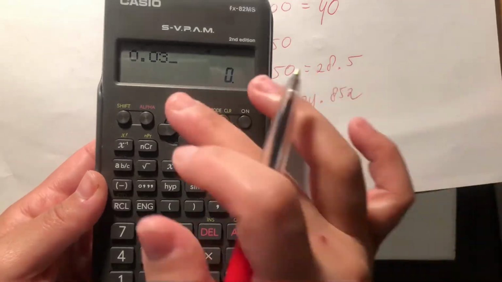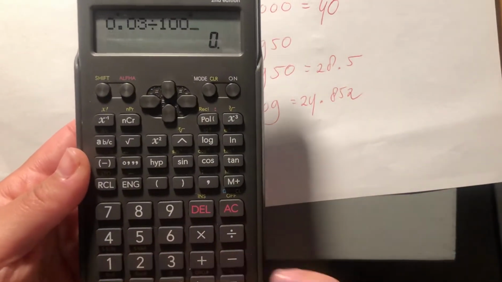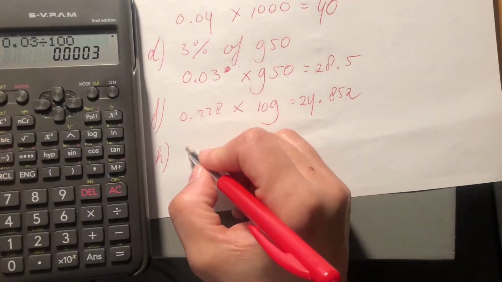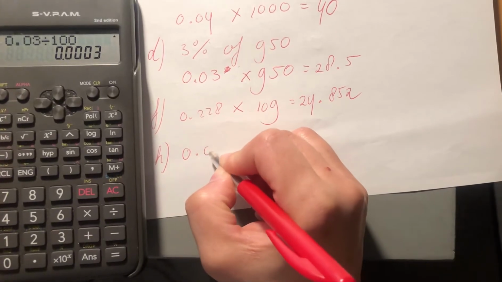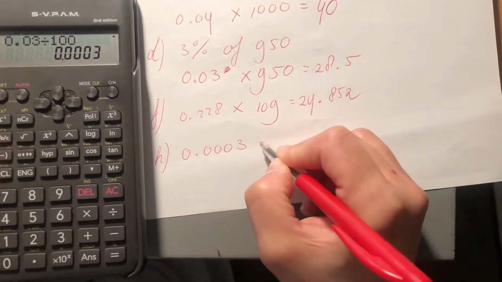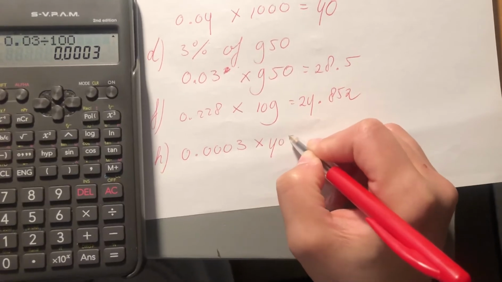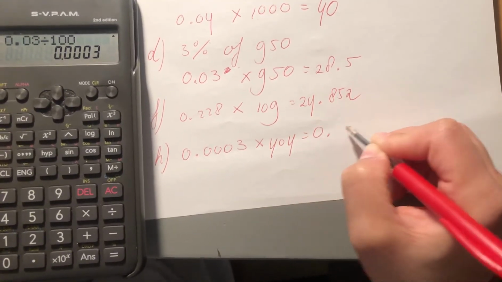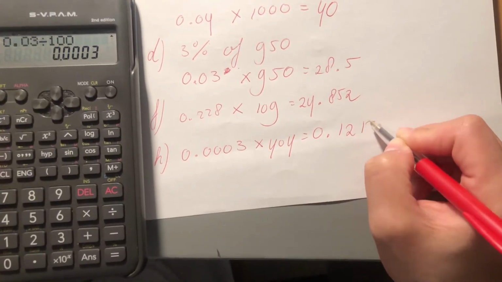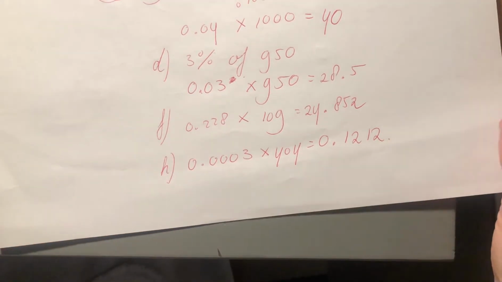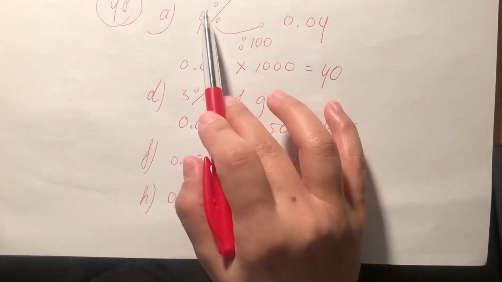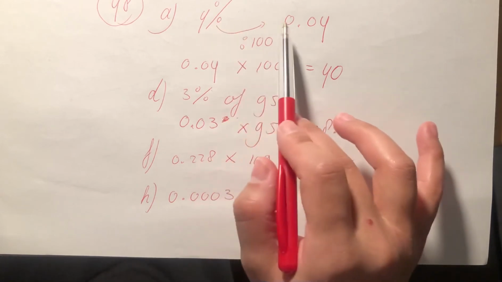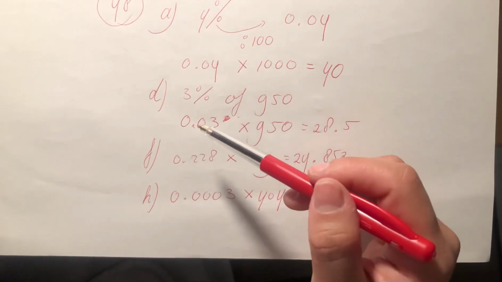And the last one, which is H, 0.03%. This as a decimal divided by 100 becomes 0.0003 times 404, which will become 0.1212. This is 48 explained, and the first part here, this is what you had to do when it came to 47.